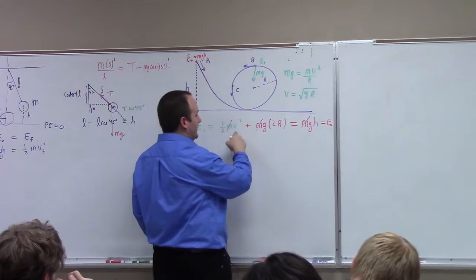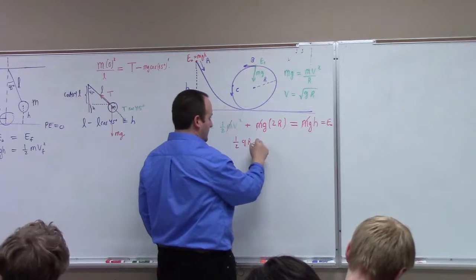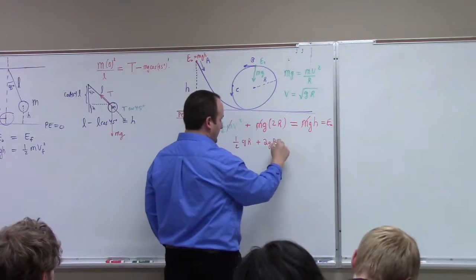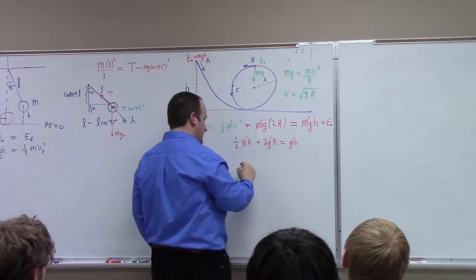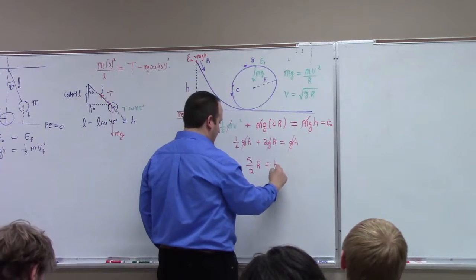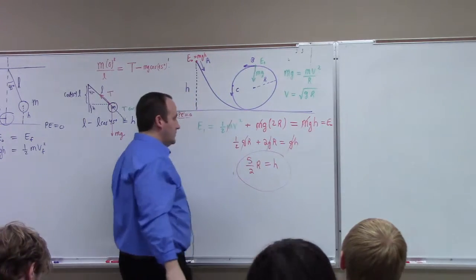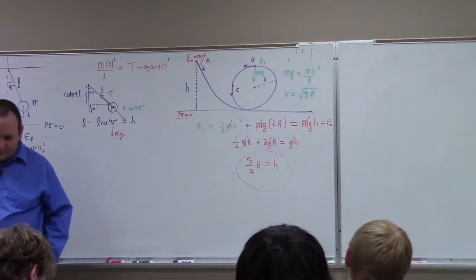Oh, but the v squared is what? So I've got 1/2 gr plus 2 gr equals gh. The g's cancel. Yeah, 5 halves r is equal to h. Woohoo! I'm sorry, I seem to have solved your homework problem. Oops.